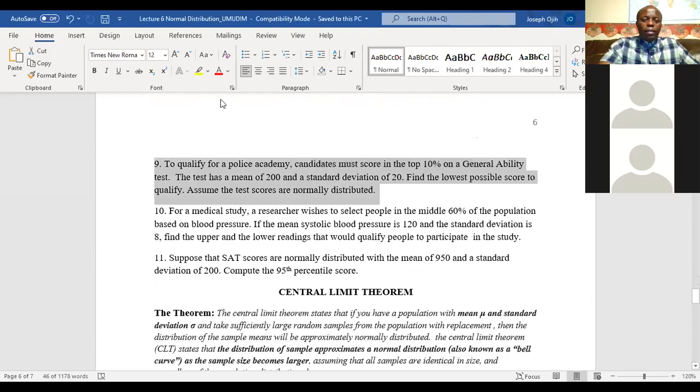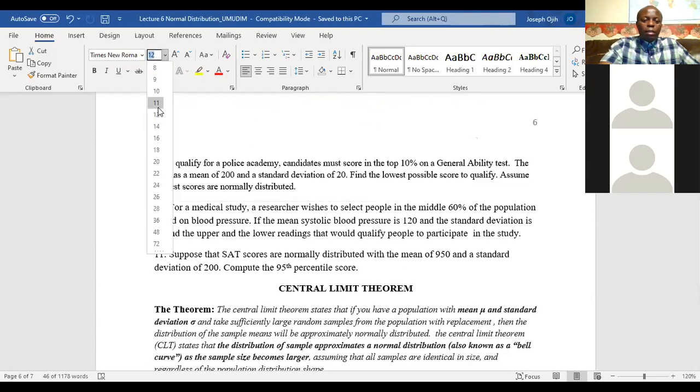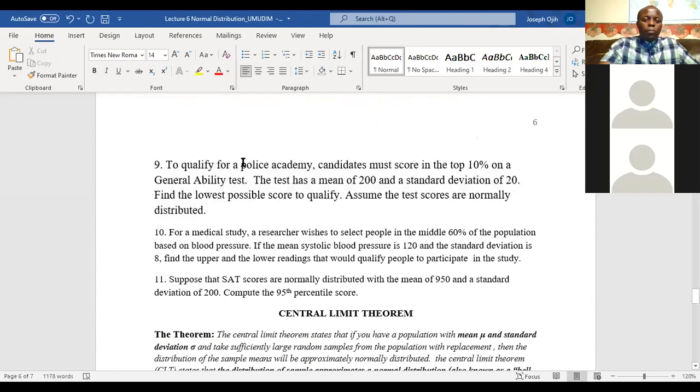To qualify for a police academy test, candidates must score in the top 10% on the general ability test. The test has a mean of 200 and a standard deviation of 20. Find the lowest possible score to qualify, and assume that the test scores are normally distributed.